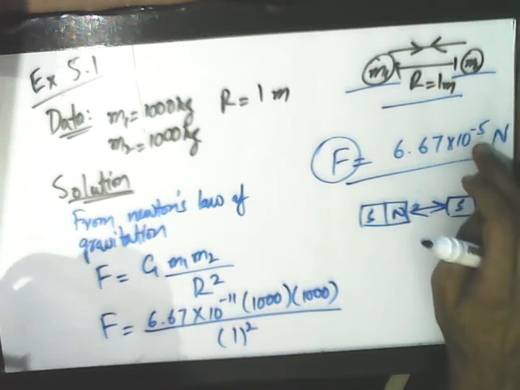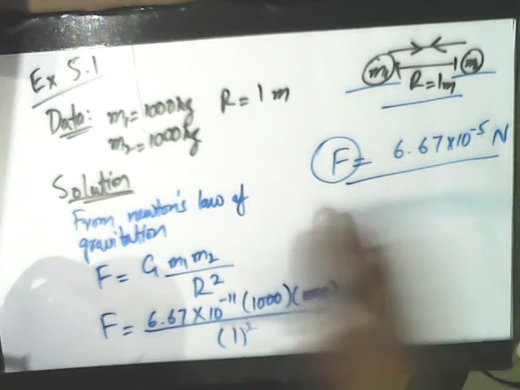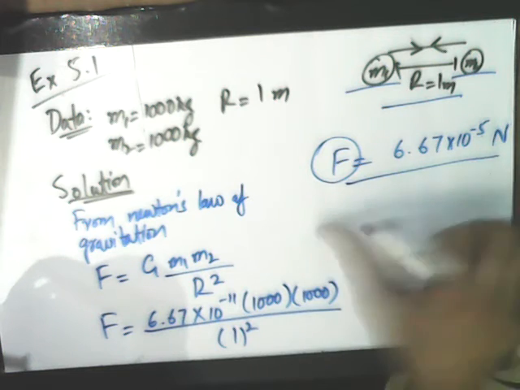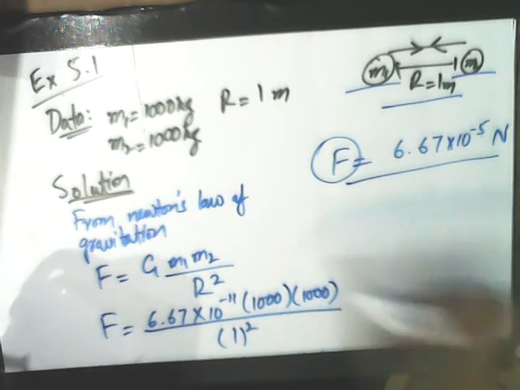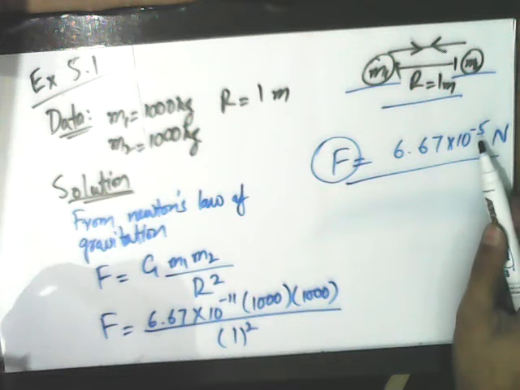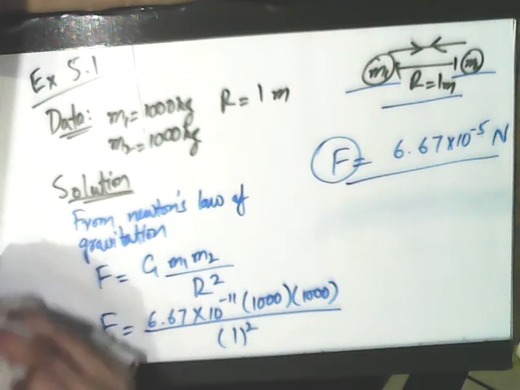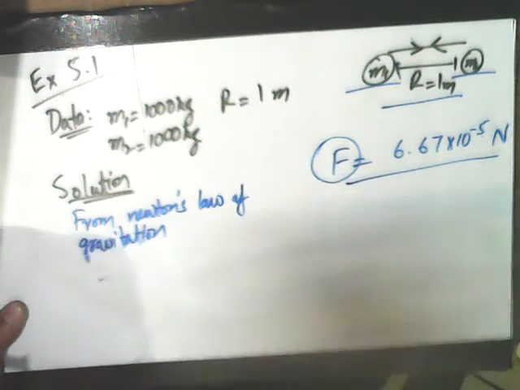That is the very reason we have 10 to the power minus 5. Your pinky finger can apply maybe up to 10 newtons, 5 newtons of force. This is however 5 zeros less than that, so you can imagine this is a very little force. Okay, this is example 5.1. I hope you've understood. Let's move on to example 5.2 now.